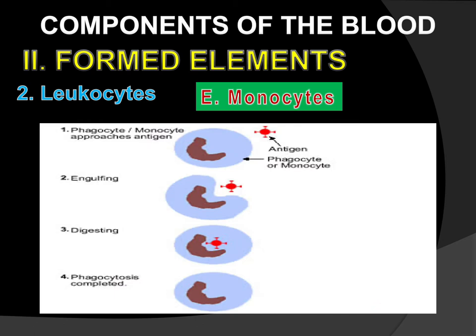Looking at this photo, phagocytosis is being depicted in these several steps. So first, the phagocyte, the monocyte, being the largest of them all, approaches the antigen. So si antigen, yan yung protein ng foreign body. And then, ine-engulf niya, dinadigest, hanggang sa magkaroon ng completion ng phagocytosis. This is a very good characteristic of how leukocytes fight infections or how leukocytes serve as the immune cells of our body.